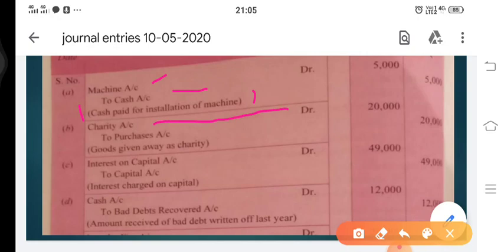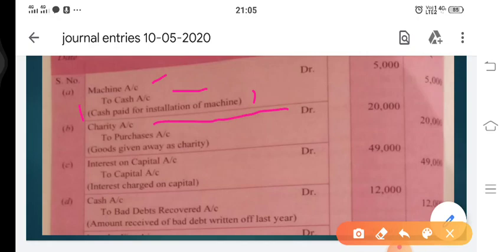Now, since we have given goods as charity, our goods are being reduced. Goods, I have already told you, when we purchase, purchases will be debited, and when we sell, sales will be credited. But here goods are given as charity and not in the form of sales, so we cannot credit sales. Rather, it is considered that our purchases have reduced.